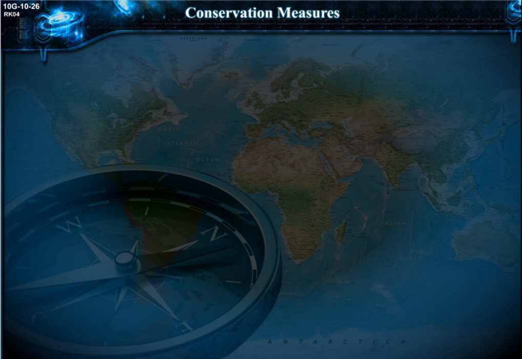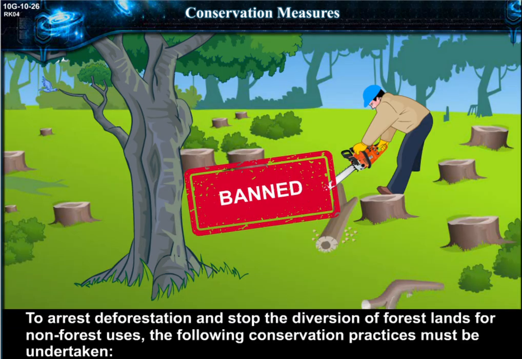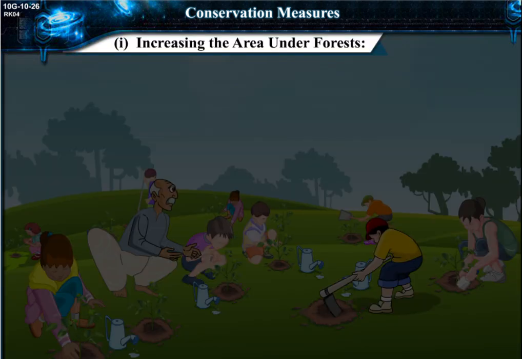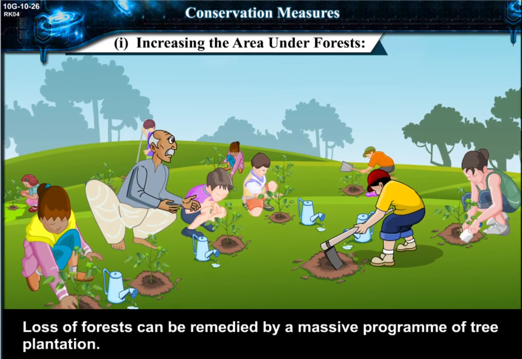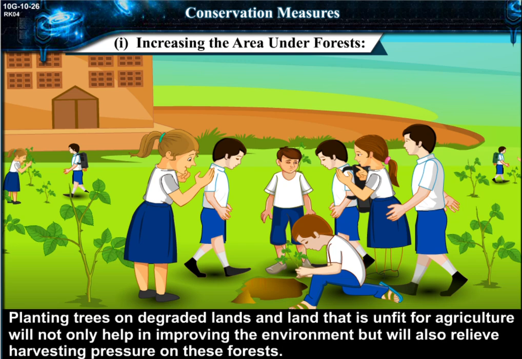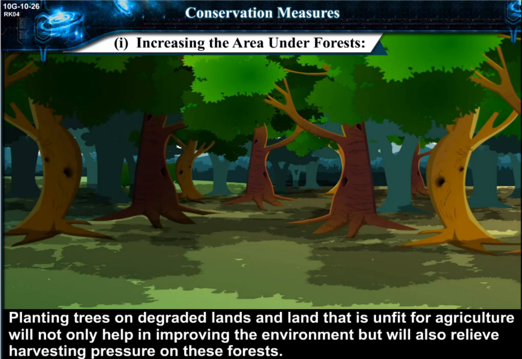Conservation measures. To arrest deforestation and stop the diversion of forest lands for non-forest uses, the following conservation practices must be undertaken. First, increasing the area under forests. Loss of forests can be remedied by a massive program of tree plantation. Planting trees on degraded lands and land that is unfit for agriculture will not only help in improving the environment, but will also relieve harvesting pressure on these forests.